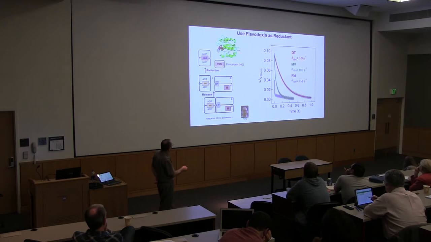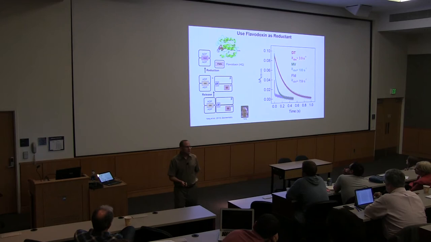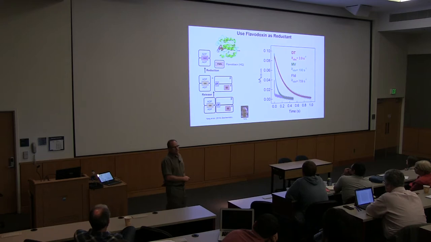Now it uses flavodoxin in the hydroquinone form. It's this blue trace. Boom. Super fast. It's faster than we can measure. We're estimating, you know, greater than 800 per second. So when you use the real reductant, not dithionite, suddenly this is not the rate limiting step. You have to go back one step. It's phosphate release. It's not this step of the dissociation of the two proteins.